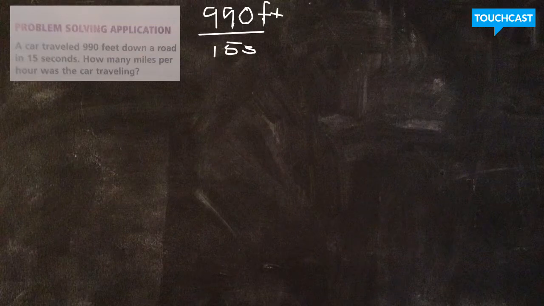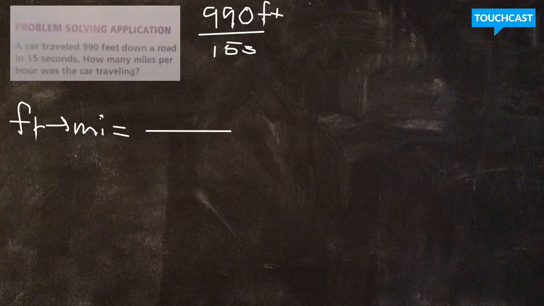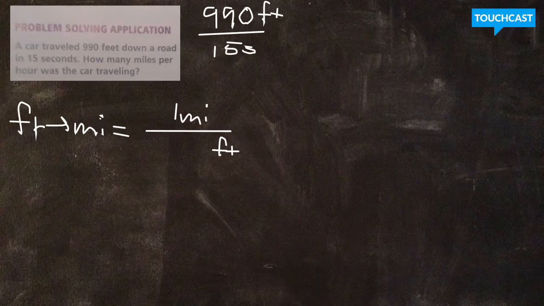While we're thinking of our conversion factors from feet to miles, we know that we need to get rid of the feet labels. So our feet need to be in our denominator, and our 1 mile will be in our numerator. But we need to know how many feet are in a mile. Well, that's 5,280.